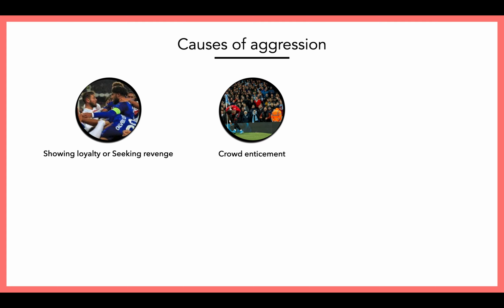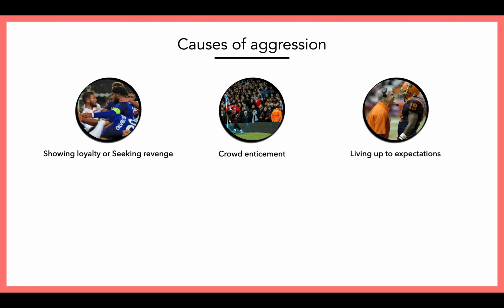Crowd enticement. Okay, sometimes in sport the crowd can be brutal. They can throw objects, they can say mean and hurtful things to the players, and often, everyone has that tipping point, and sometimes players can become aggressive because of the crowd.